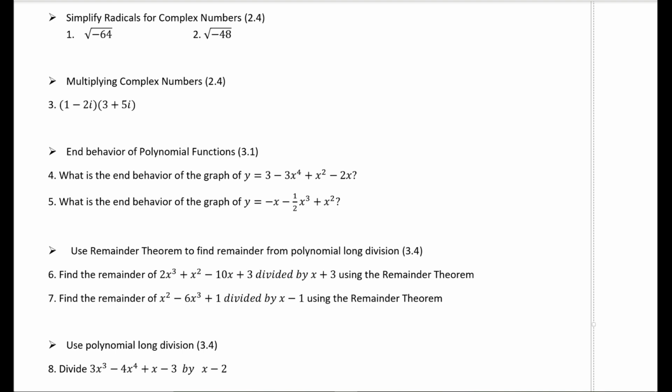So we have square root of negative 64 and square root of negative 48. So how do we do that? So let's look at the first one. Well, first off, we know that we can't do the square root of negative 64 in the real numbers, because you can't do negative 8 times negative 8, because that'll give you positive 64. So there's no way that you can use a real number for this. So this is going to be imaginary.